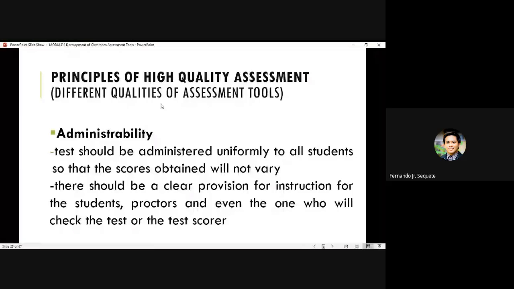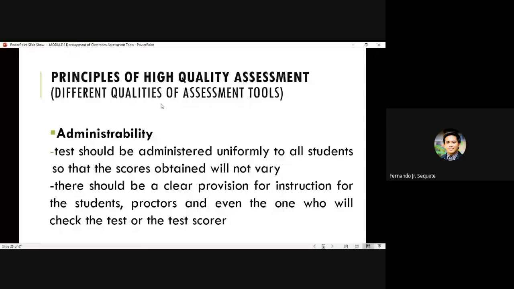So ibig sabihin, if you can notice siguro, yung mga proctors natin, kung ano yung sinasabi sa kabilang classroom ng proctor, ito din yung statement na gagamitin ng proctor mo. Okay? Kung paano binigay ng isang proctor yung exam, ito din yung ways ng proctor ninyo ibigay yung exam. Okay? The same. That is what we mean by administrability.